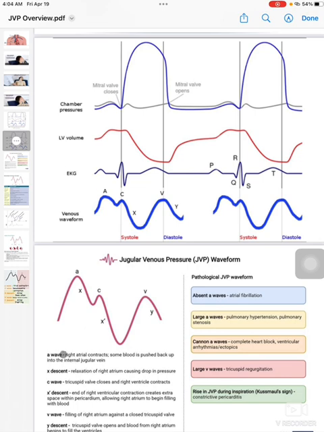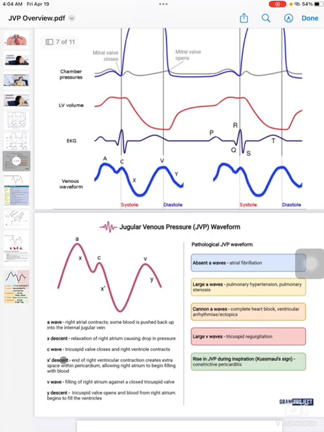The first part of the X descent is caused by relaxation of the right atrium, which results in blood flowing from the right atrium into the right ventricle, reducing the height of the column of blood sitting in the internal jugular vein, thus causing a drop in the jugular venous pressure.